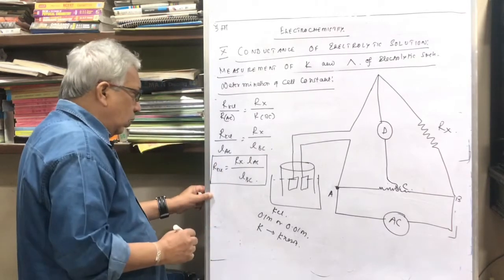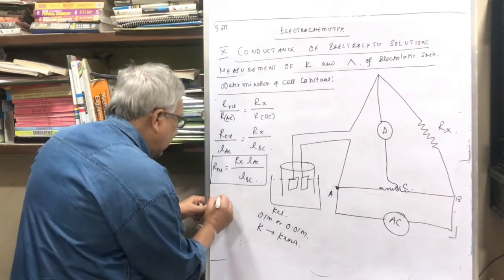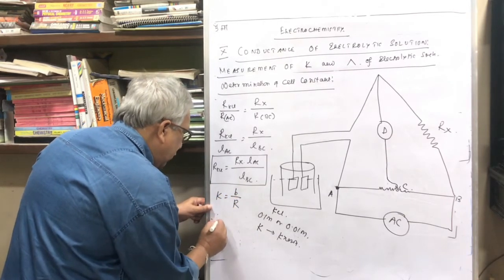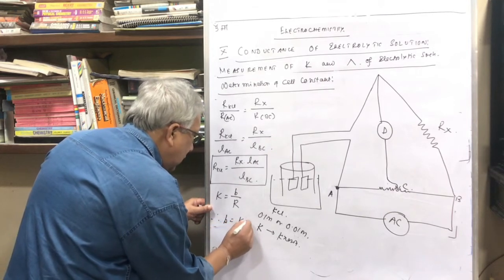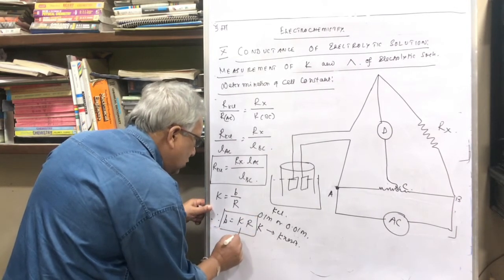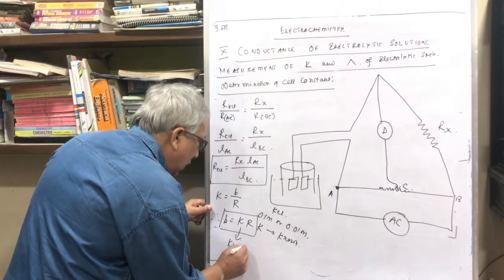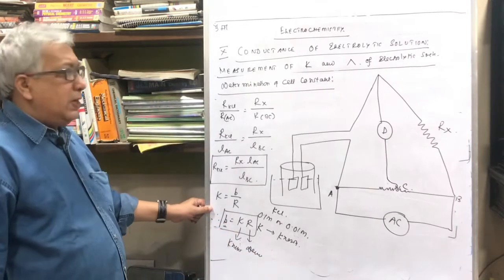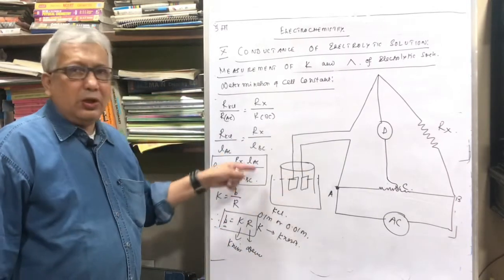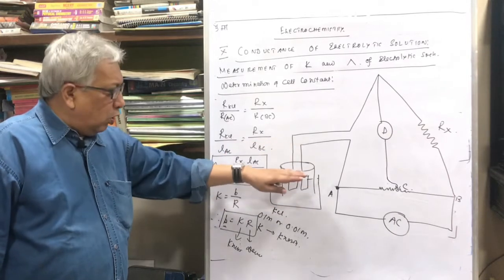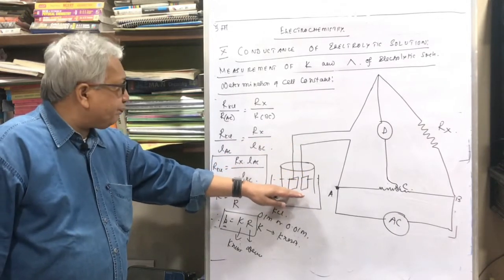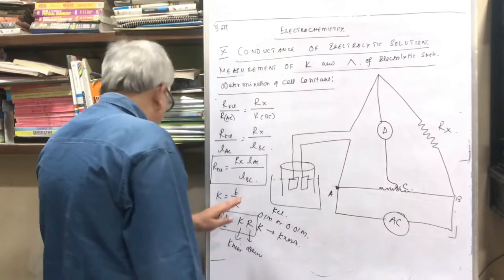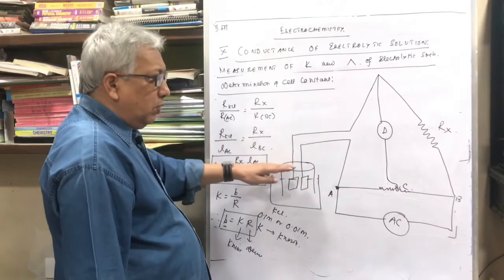And now K is equal to B upon R. Therefore B is equal to K into R. Now K is already known to me, and R I have determined, so I will be finding out the value of B, and this B will be the cell constant of this conductivity cell. Is it okay with you?